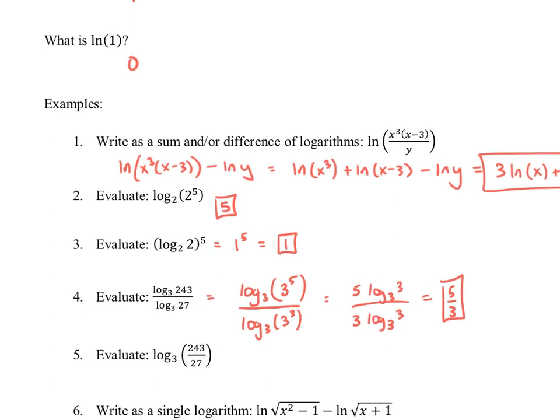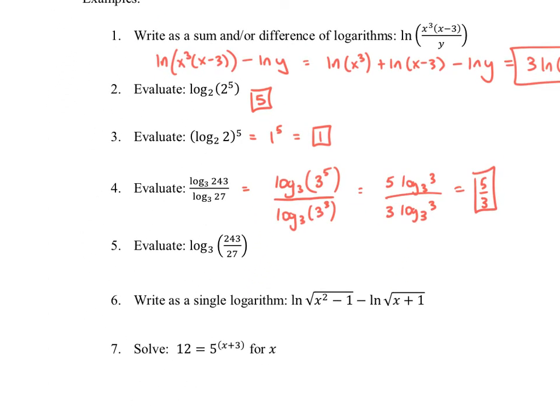Number 5 is really similar. We're going to utilize the same technique with rewriting 243 as 3 to the 5th power, and then 27 is 3 to the 3rd, and that gives us log base 3 of 3 squared, and our property says that we get 2 for an answer there.